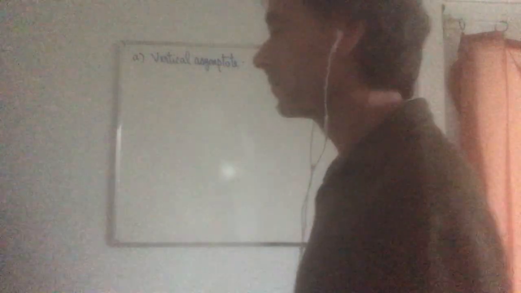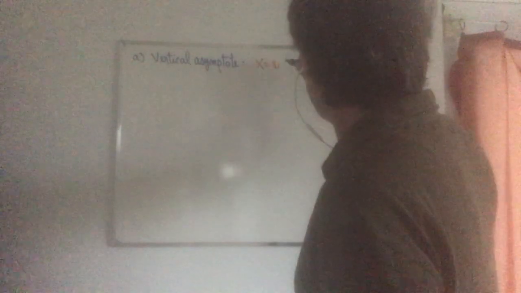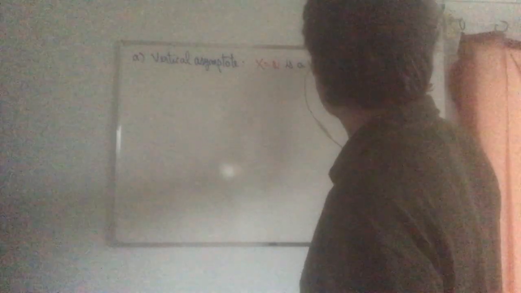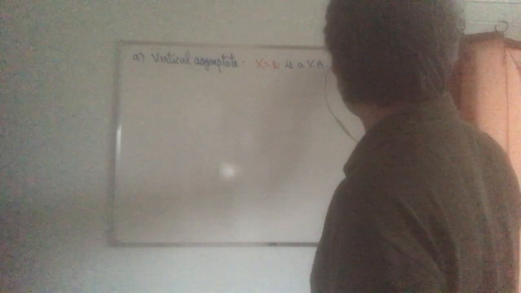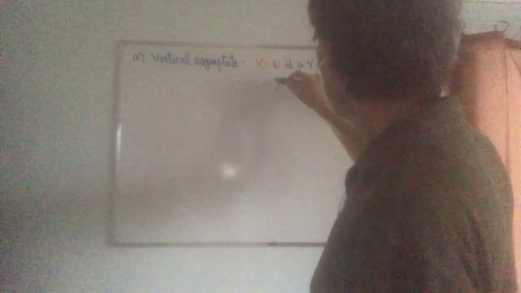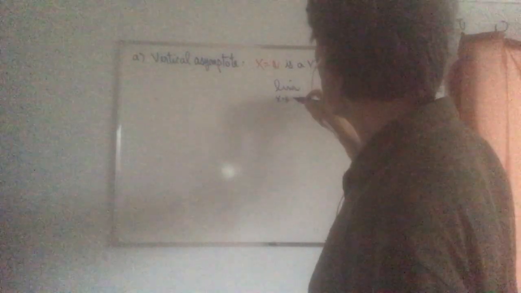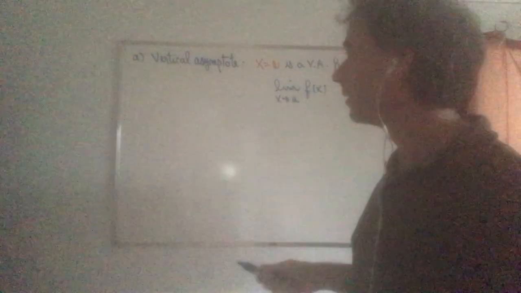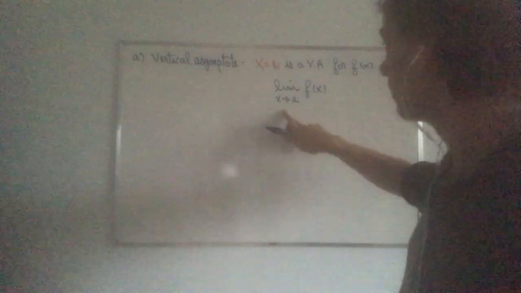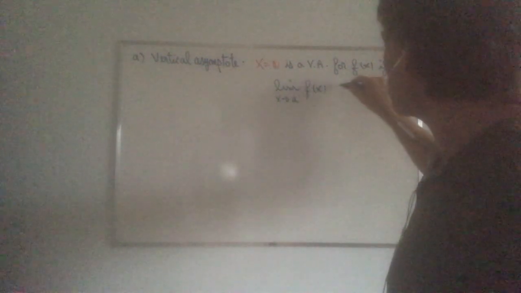Let us begin our study by looking at the vertical asymptote. So what do we got? x equals a is a vertical asymptote for f of x if the limit as x approaches a... Aha, this is where the calculus kicks in. Vertical asymptote is related to the concept of limit. So the limit as you approach the asymptote of f of x does not exist.